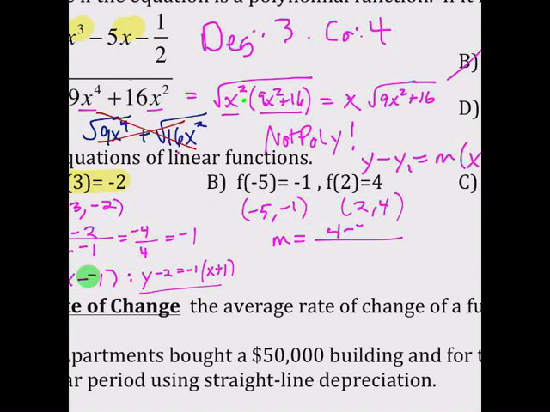4 minus a negative 1 for my y is on top. My x is in the same order, 2 minus a negative 5. For a grand total of 4 plus 1 is 5. 2 plus 5 is 7. 5/7. Yes.